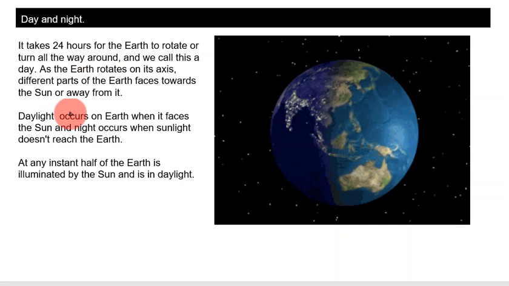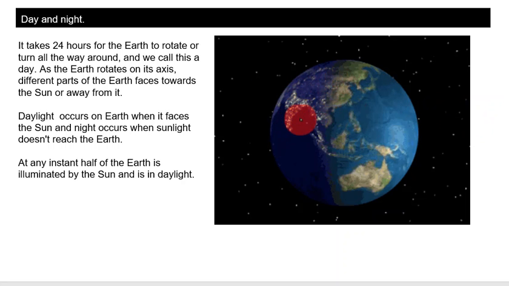So it takes 24 hours for Earth to rotate all the way around, and we call this a day. As the Earth rotates on its axis, different parts of the Earth face towards the sun and other parts face away from it. So imagine if the sun is over here, this half of the Earth will face towards the sun, whereas this half will be facing away from the sun. Daylight occurs on Earth when it faces the sun, and night occurs when sunlight does not reach the Earth. So for example, if the sun is here, then this portion of the Earth will experience daylight because it's facing towards the sun, and this portion would experience nighttime.